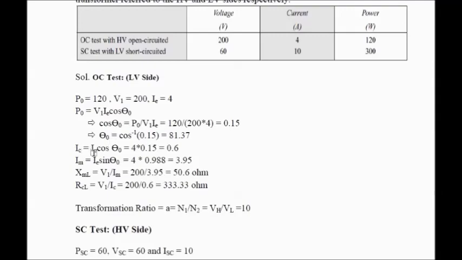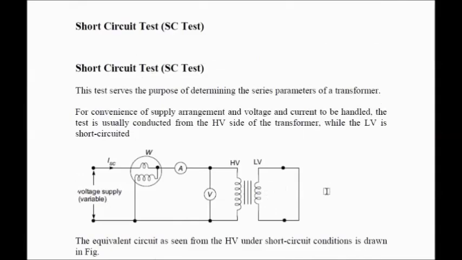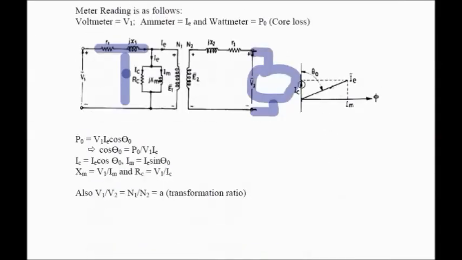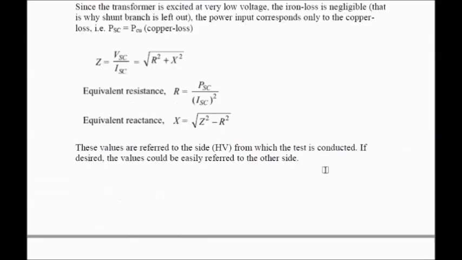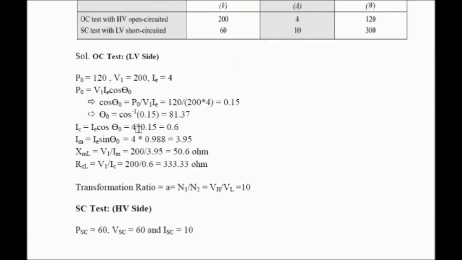So IC is IE cos theta naught, as we have seen here, and IM is IE sin theta naught. So we have that IC is IE cos theta naught, 0.6, and IM is IE sin theta naught. Since we have theta naught, we can calculate sin theta naught, and IM will be 3.95.